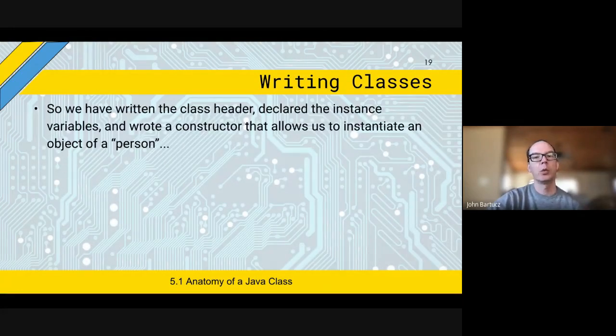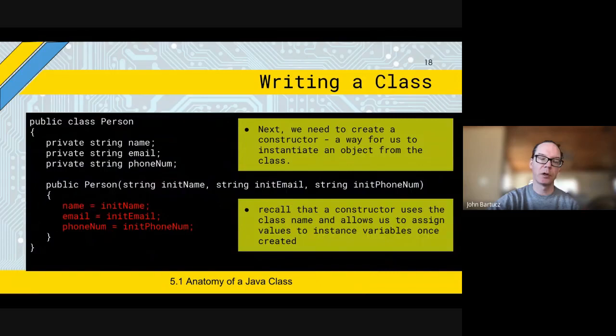All right, so now we can create a person object, right? Using this constructor, we could say person Mr. B equals new person, name in quotation marks Mr. B, email in quotation marks Joe Bartus at rochesterschools.org, phone number in quotation marks 1, 2, 3, 4, 5, 6, 7. And it would create an object.